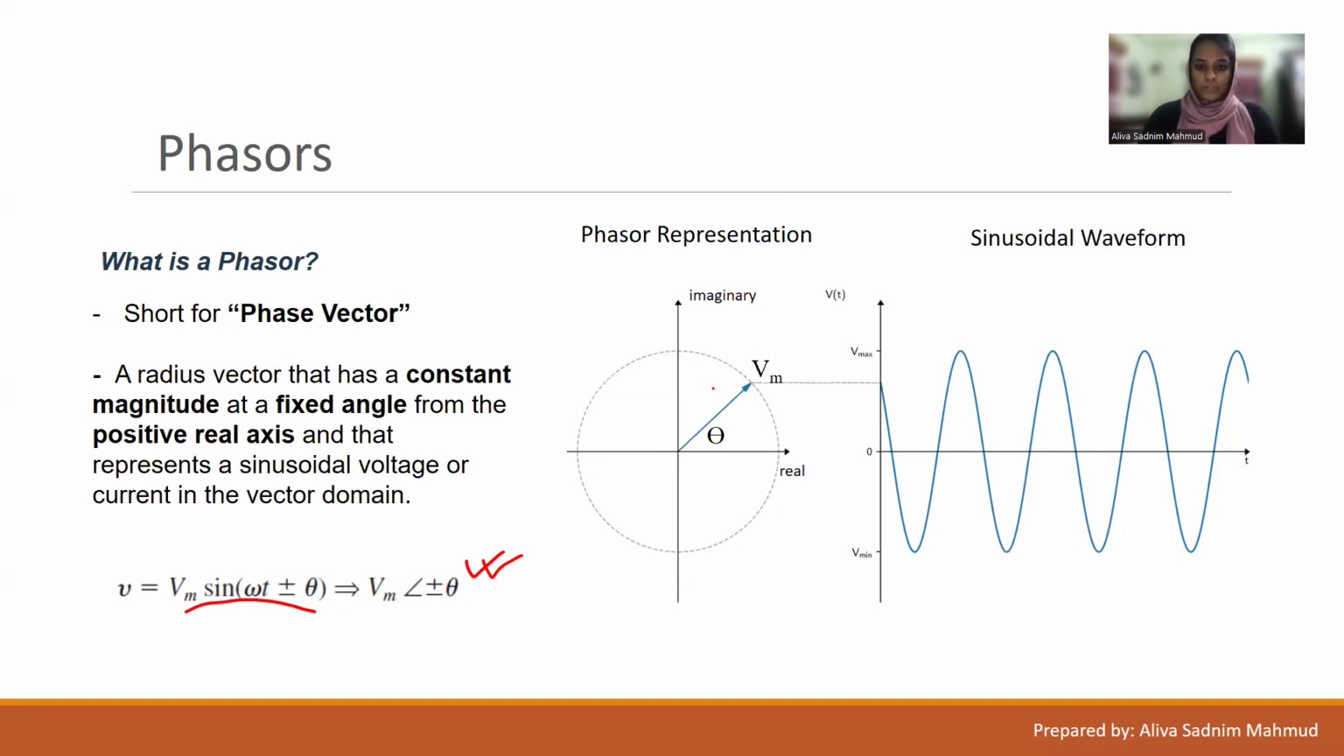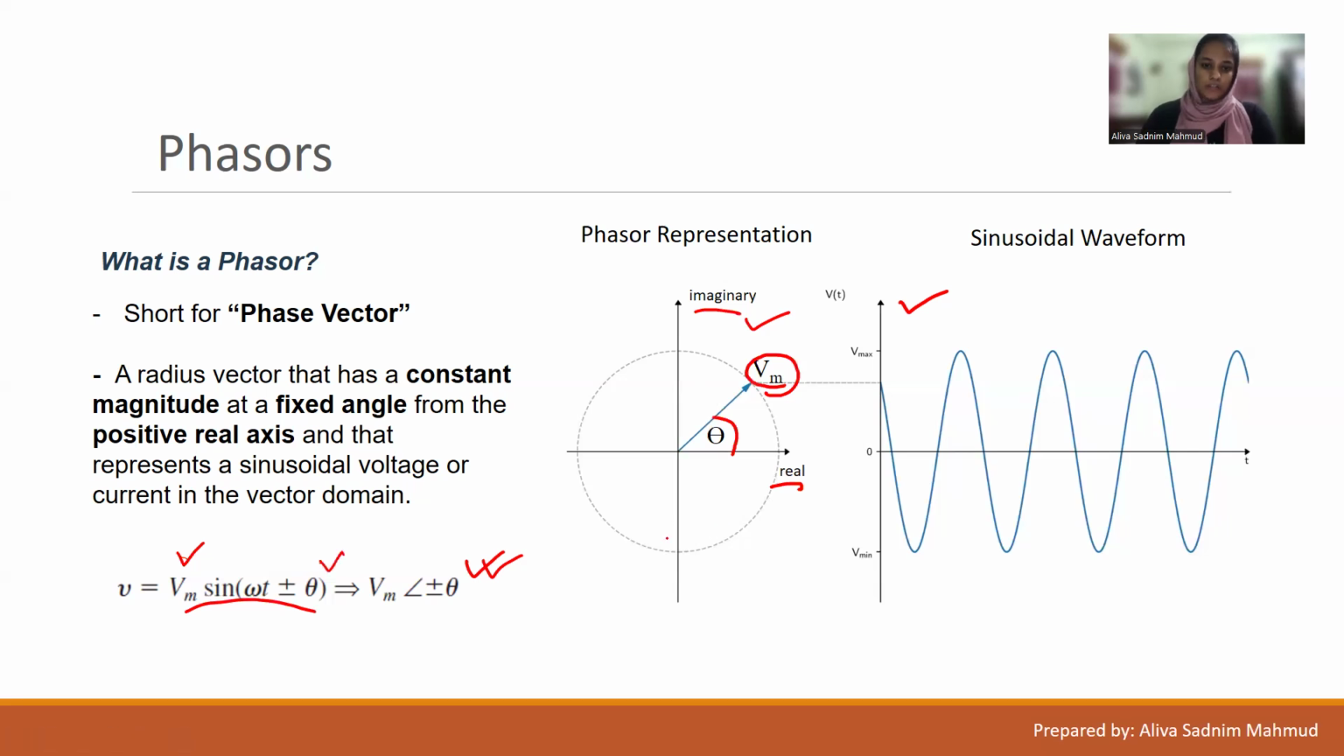So for a sinusoid like this, the vector representation looks like this. Here we show it in the complex plane where the x-axis is the real axis and the y-axis is the imaginary axis. Here, phasor is actually short for phase vector. It is a radius vector that has a constant magnitude, which is equal to the peak of the sinusoid here. And the theta angle is created with the real axis, and it indicates the phase shift here.